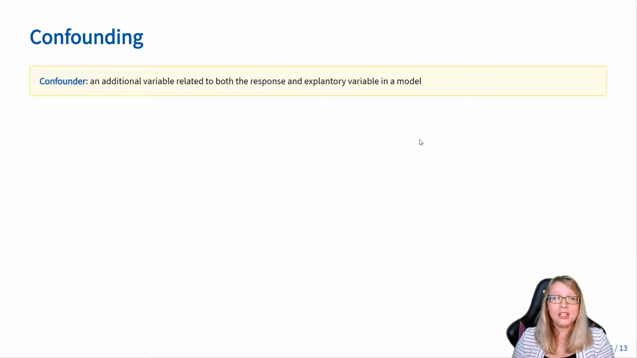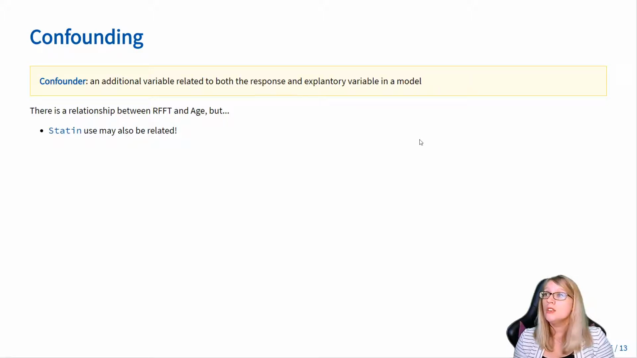This statin use might be an example of a confounder. We say that a confounder is an additional variable related to both the response and explanatory variables in a model. So there might be a relationship between statin use and age. Older individuals are more likely to use statins. There might be a relationship between statin use and increased cognitive decline. So how do we handle this confounding?